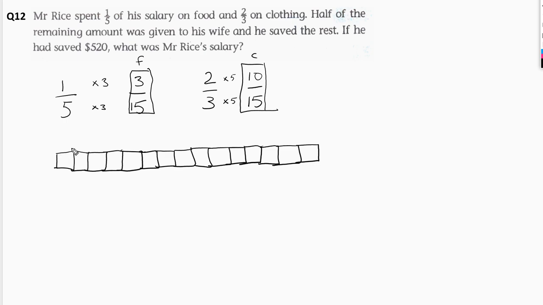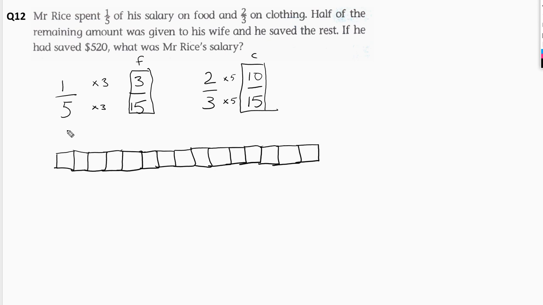If you were doing this with pencil and paper, you don't need to get a ruler out and mark it off. I suppose you could do, given that 15 centimeters might be quite good, but this is good enough. So this is one bar and it's split into 15 equal parts, and that represents Mr. Rice's entire salary.